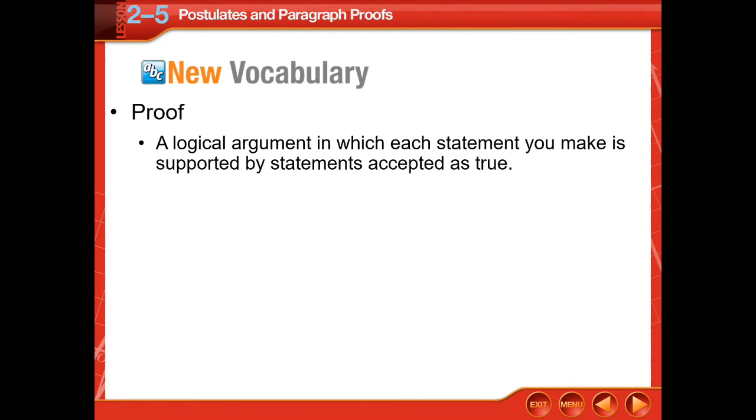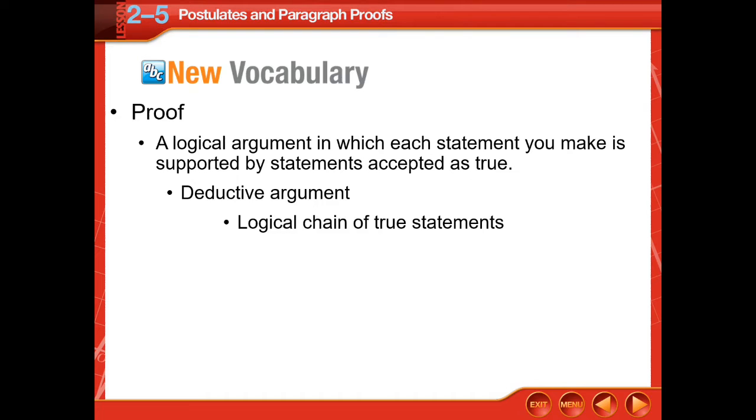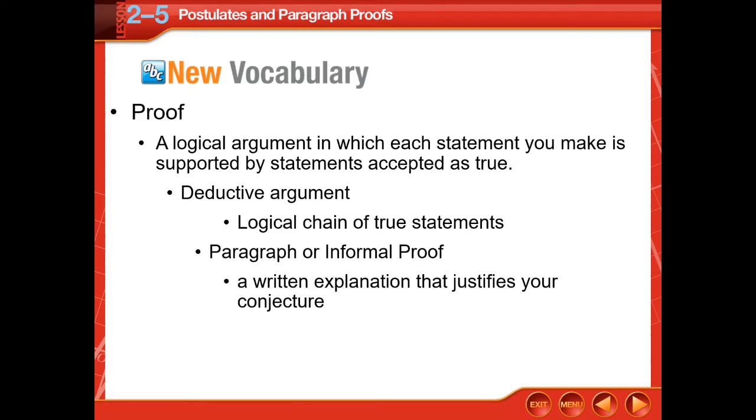And a proof is a logical argument in which each statement you make is supported by statements accepted as true. So we come up with a new hypothesis and we prove it by using other definitions. How we prove things is by using deductive arguments, which is a logical chain of true statements. One type of proof is a paragraph or informal proof, where you just write a written explanation that justifies your conjecture. That is what we are going to do for the most part in this geometry class.